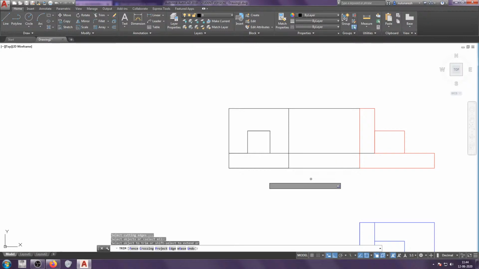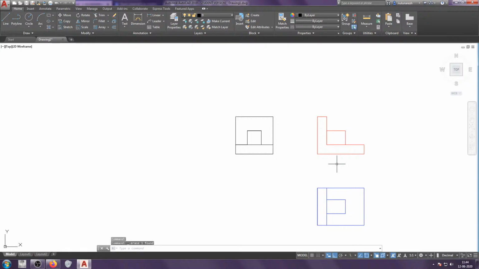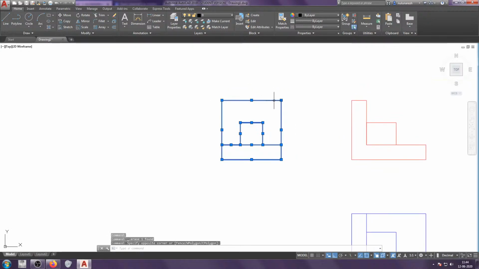Now what I'm going to do is try to create this one in 3D. I just want to show you how it actually looks, and why I have actually taken these views. I'm going to give this one a different color.